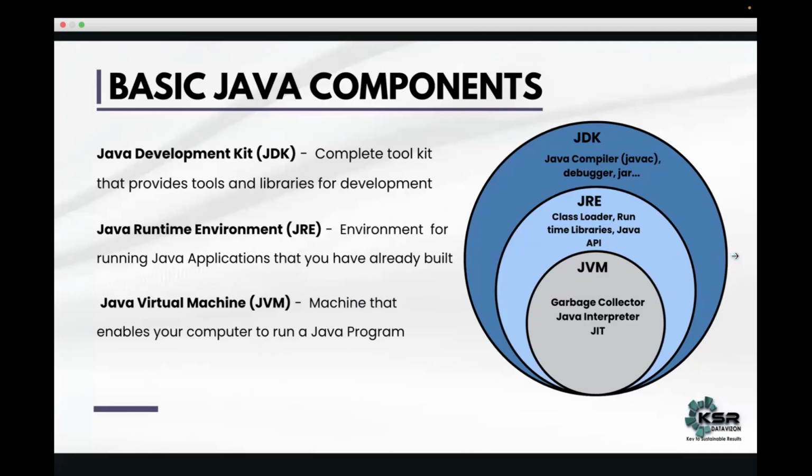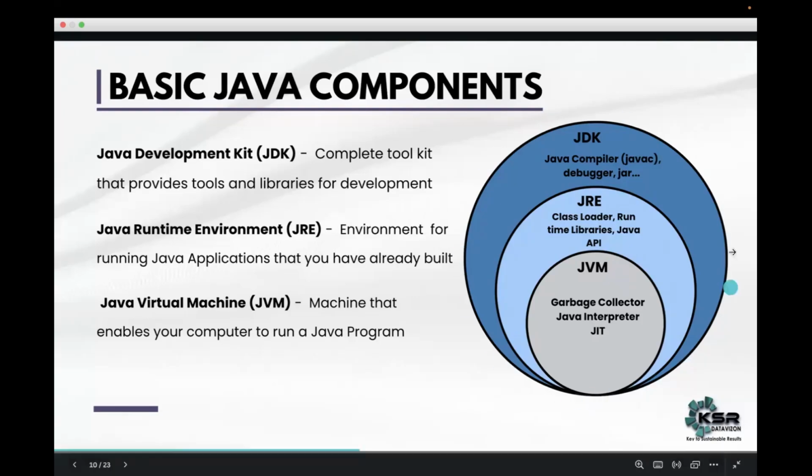We will understand this in a little more detail. JDK contains JRE and JVM. It is not like JDK is a separate component. JDK contains JRE and JVM, but it contains other tools as well, like the Java compiler, debugger, and jar. We will see this in some time. Okay. Similarly, JRE contains JVM.